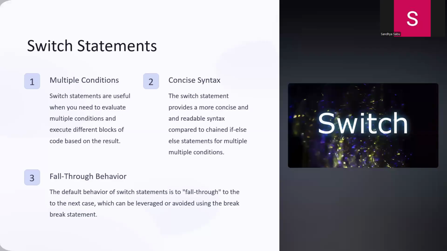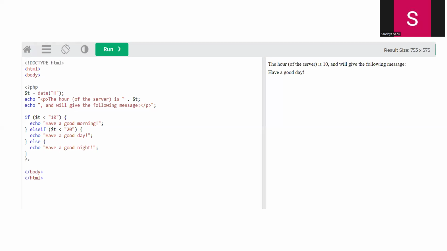Next one is the switch statement. We can say that the switch statement is an alternative to the else if statement, because in the else if statement we will be checking for multiple conditions. If none of the conditions is true, we will be executing the statements which are mentioned in the else block. Instead of the else if format, we can use the switch statement.